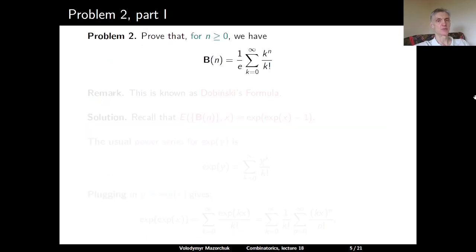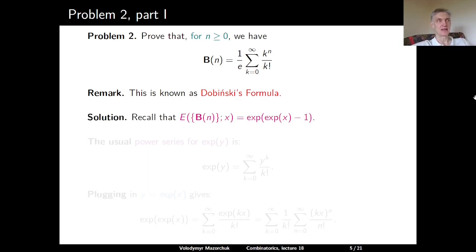Problem 2. Prove that for n greater than or equal to 0, the corresponding Bell number b of n equals 1 divided by e, times the sum over all k from 0 to infinity of k to the power n divided by k factorial. That's known as Dobinski's formula.